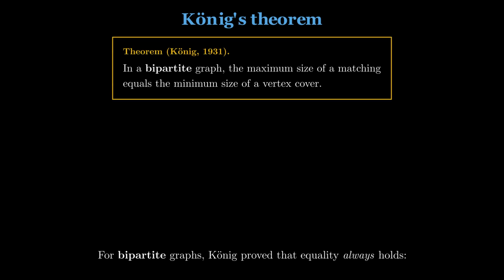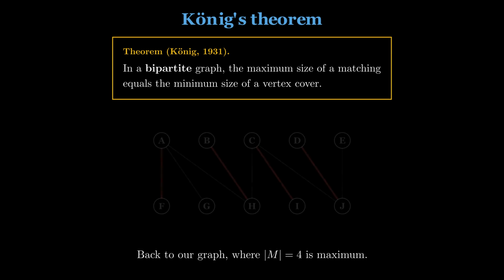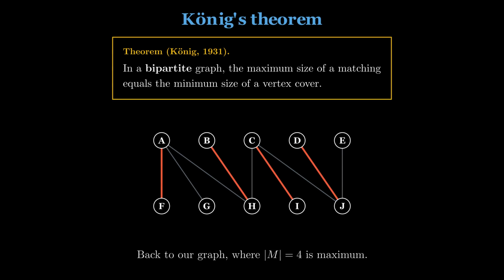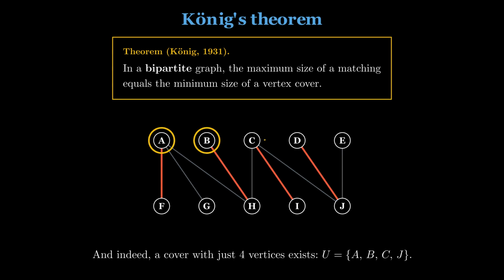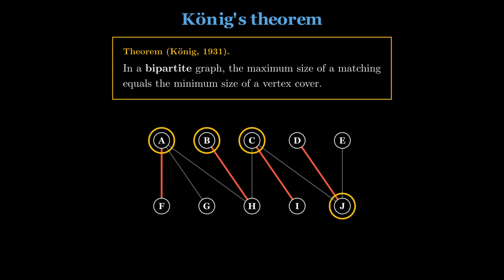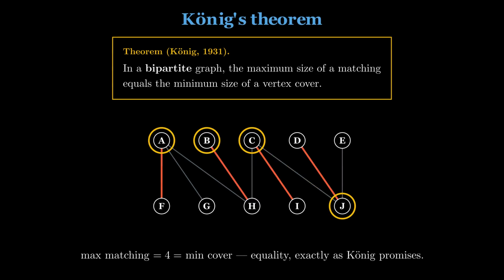The largest matching and the smallest vertex cover have exactly the same size. On our graph, the matching has 4 edges, and indeed 4 vertices suffice to cover A, B, C, and J. Every one of the 9 edges touches a gold vertex. Four equals 4, exactly as the theorem promises. And this little cover certifies once more that our matching cannot be beaten.